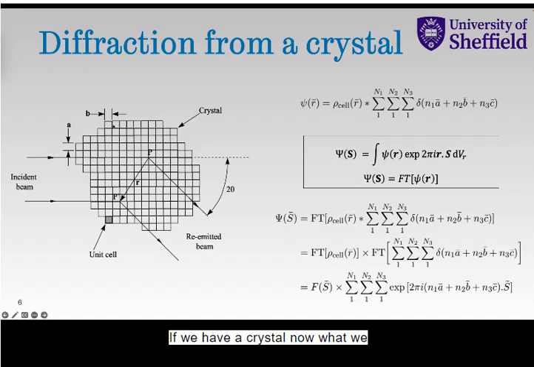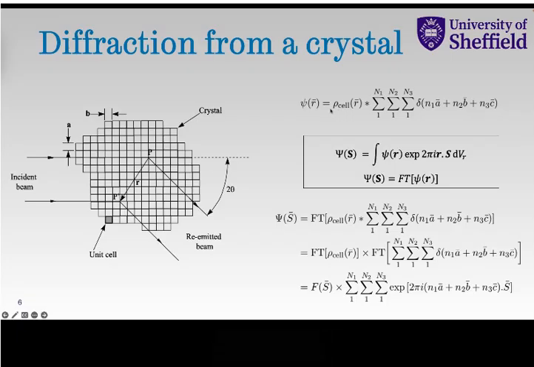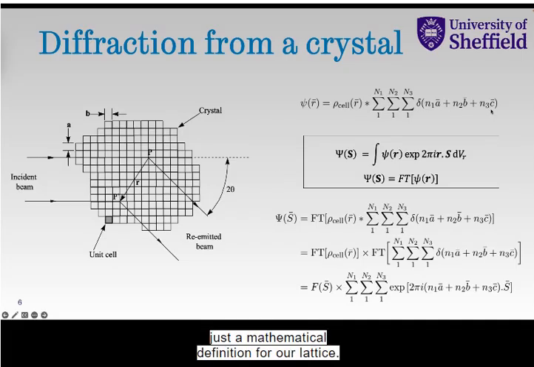So if we have a crystal, rather than having our general object, we could break it up into the small unit cells. Each of our unit cells we could describe as some sort of electron density for the cell, convoluted with a position defined by each of these cells, because the cells just relate by a translational periodicity. This is just a mathematical definition for our lattice. All we're defining here is the electron density for the cell, and we're putting it at each of the points of the lattice. This is the same as saying we've got our structural motif and we're putting it at each of the points of the lattice.